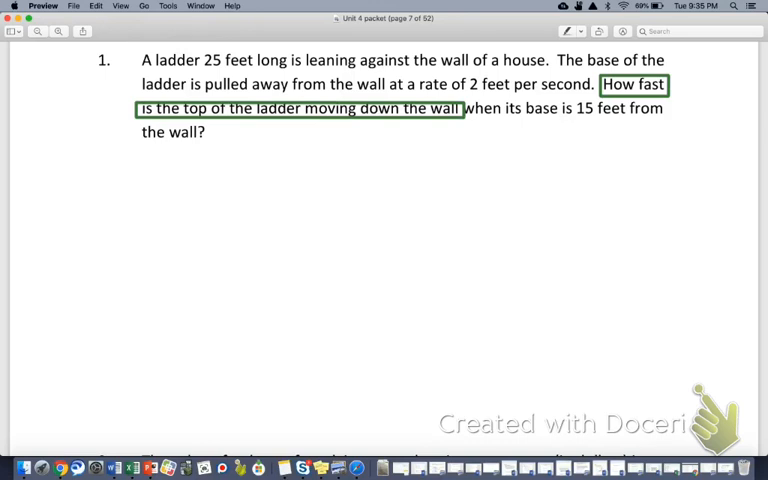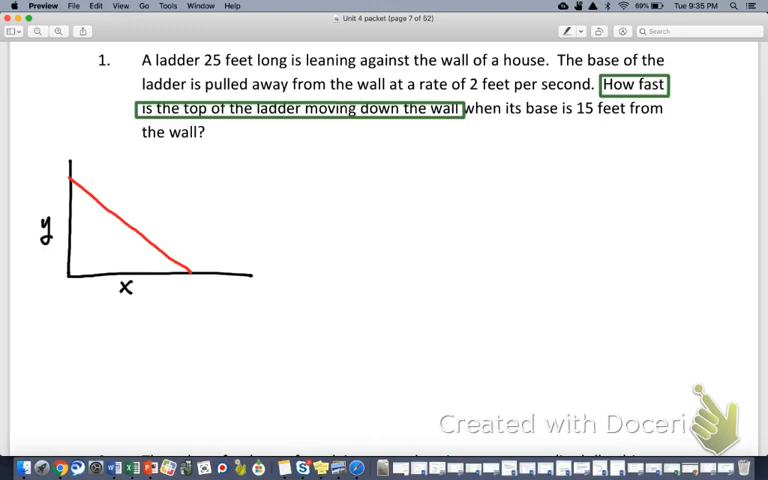Here is the wall. Here is the floor or the ground. And here is the ladder. And I'm thinking I want to label this picture. I've got a lot of things going on. I think there's a lot of ways we could label this. I'm going to call this vertical side Y. I know that as this ladder is pulled away from the wall, Y is going to be changing.